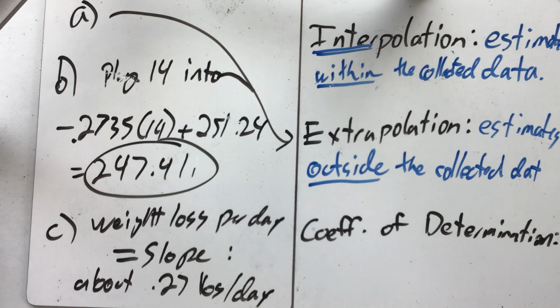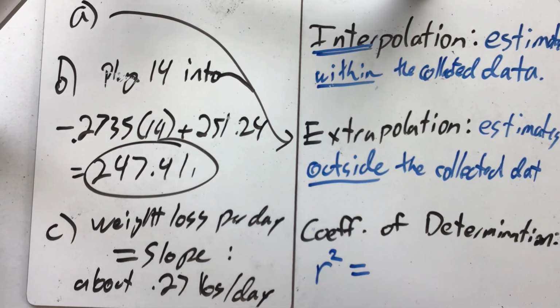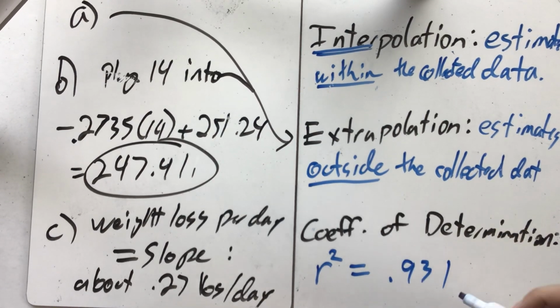Okay, so finally we have the coefficient of determination. And the coefficient of determination is r squared. And it is simply whatever that number we got for r was earlier, squared. And so if you looked at your data, actually when you do the calculation, it shows up when you turn your diagnostics on. And r squared for us was 0.931. The nice thing about r squared is it turns all your negative numbers positive. So it gives a way of comparing all of your numbers to each other.